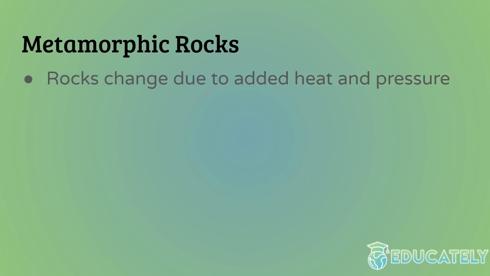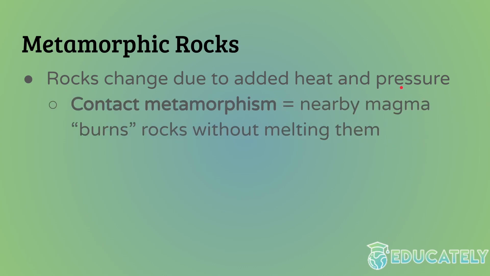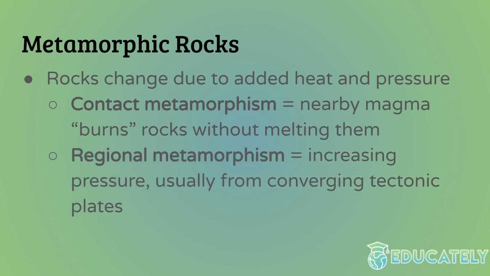So the last type of rock is metamorphic rock. A metamorphic rock is a previous rock. It can be any type of rock, metamorphic, igneous, or sedimentary, that's changed due to added heat and pressure. There are two real ways that these rocks can metamorphose. The first way is contact metamorphism, and this happens when nearby magma burns rocks, which causes their composition to get modified, but it doesn't actually melt them into magma, it just burns them. That's a good way to think about it.